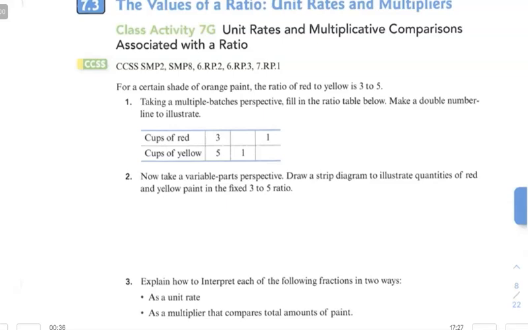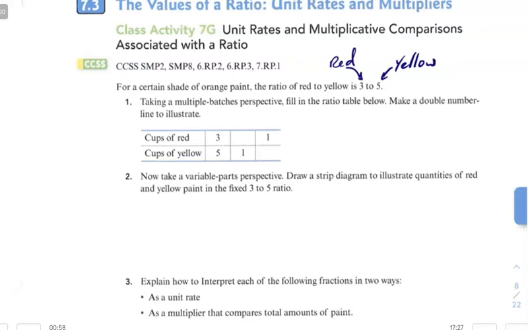So for example, we're going to be mixing an orange paint, and the ratio of red to yellow is going to be 3 to 5. And we can just make sense of that by saying there is less red than yellow. So it's going to be yellower than red. Okay, so just to get a sense of what's going on.